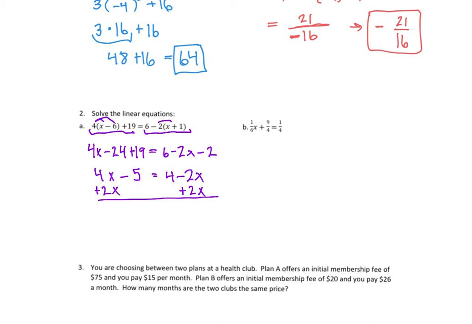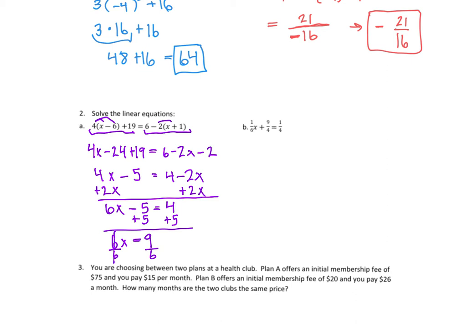4x plus 2x is 6x. Then I need to bring that 5 over to the right side. So to undo the 5, I add 5 to both sides of the equation. So that would be 6x equals 9. Now the last thing that I need to do is just undo the multiplication of the 6. So I'm going to divide it.